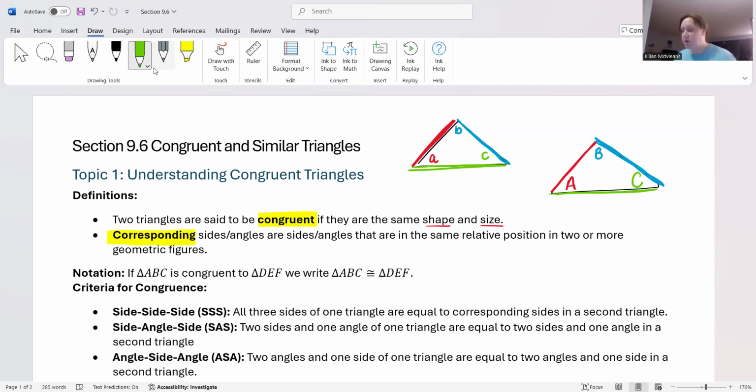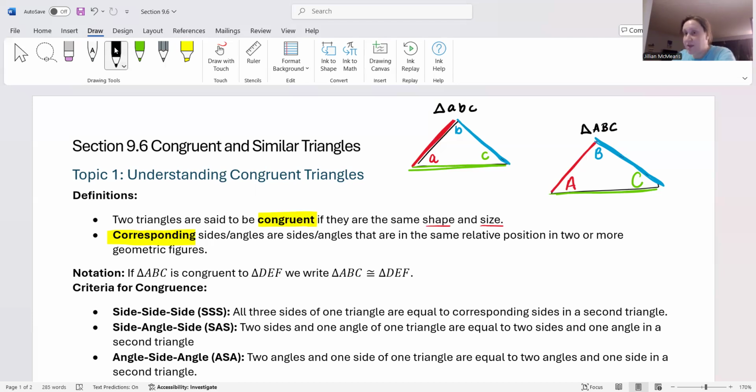Okay. Now we do have some notation that we need to understand. When we're talking about triangles, we'll use just a little triangle symbol and then we'll name our triangle. Generally, we name it by the angles. Okay. So we have angle little a, little b, little c. So I could say, hey, this is triangle little a, little b, little c. And this is triangle big A, big B, big C. Okay. So that's our notation.